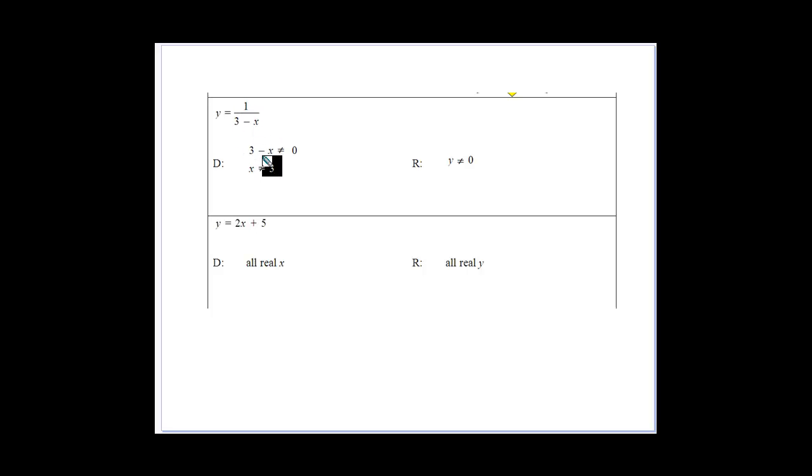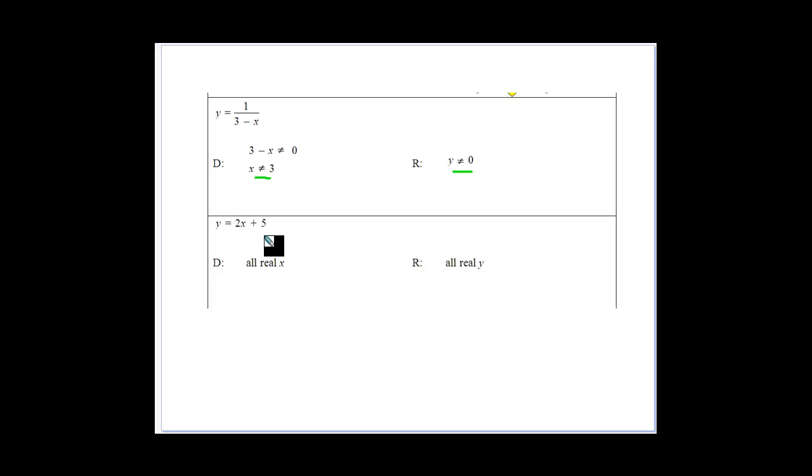1 over 3 minus x, well again, we get 3 minus x can't be equal to 0 because we can't divide by 0, so x can't be equal to 3. That's the only restriction. Otherwise, all real values are working for us. And then, because of that as well, there's no way we could get y being 0, because we can't have 0 divided by something to give us the 0. So it's never going to be equal to 0. Otherwise, all y values are legitimate.